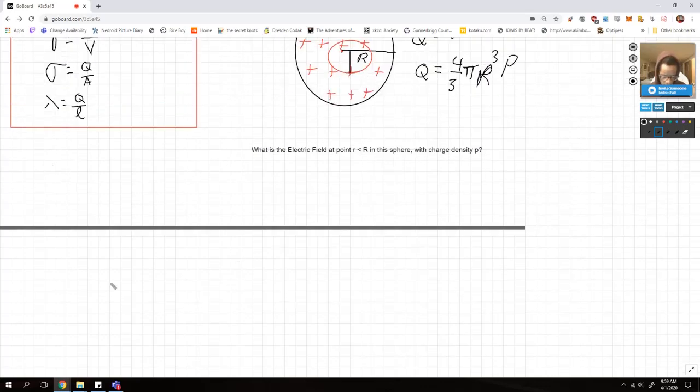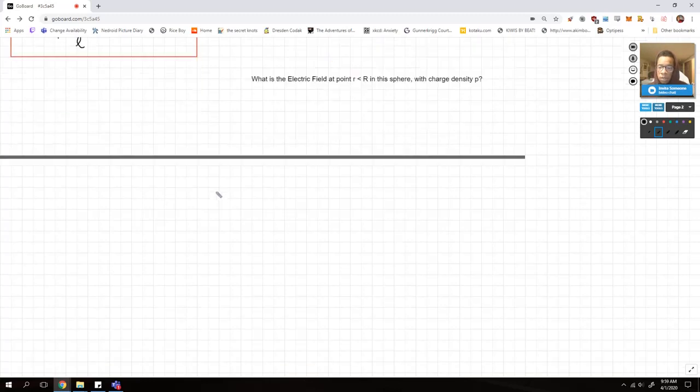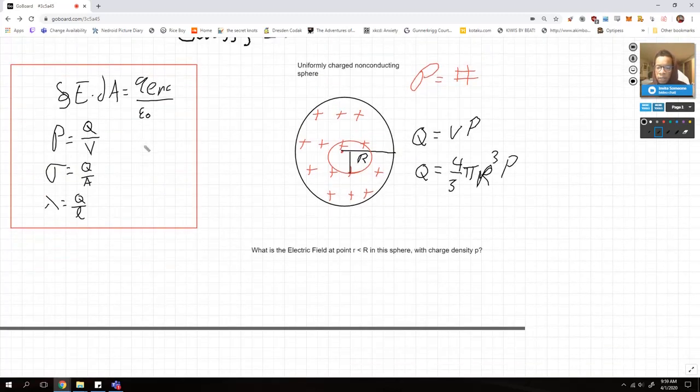And then write Gauss's law. To solve for the electric field at some point little r, I'm going to write E dot dA equals Q enclosed over epsilon naught.